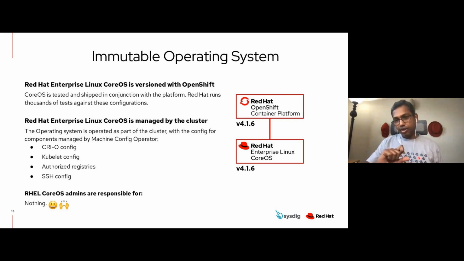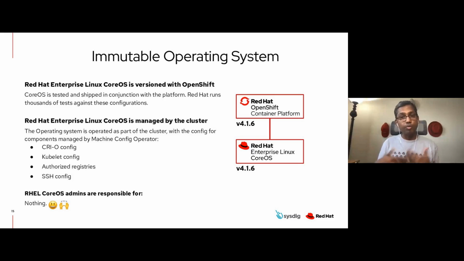We want to come back to the RHEL CoreOS part of it. It's derived from RHEL, but it's an immutable operating system. What that means is you can't do all of the operations that you would typically do on a RHEL system. You can't install additional components or packages for something that's not geared or catered towards the OpenShift container platform. The great thing is, you don't need to manage RHEL CoreOS separately like you would RHEL, right?